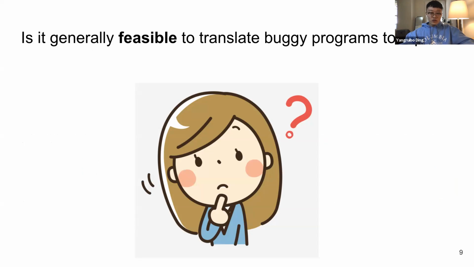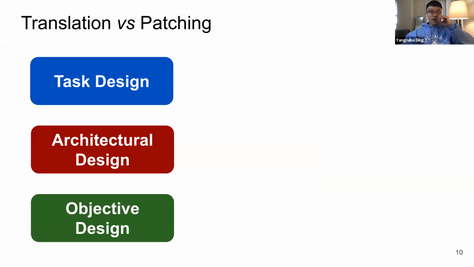However, an initial success of a transplanted model does not necessarily mean that it is well suited for this new task. Now, it is time to ask: is it in general feasible to translate buggy code into its repair? At a high level, we can always evaluate the feasibility of a transplanted deep learning model in three aspects: task, architecture, and objective design.